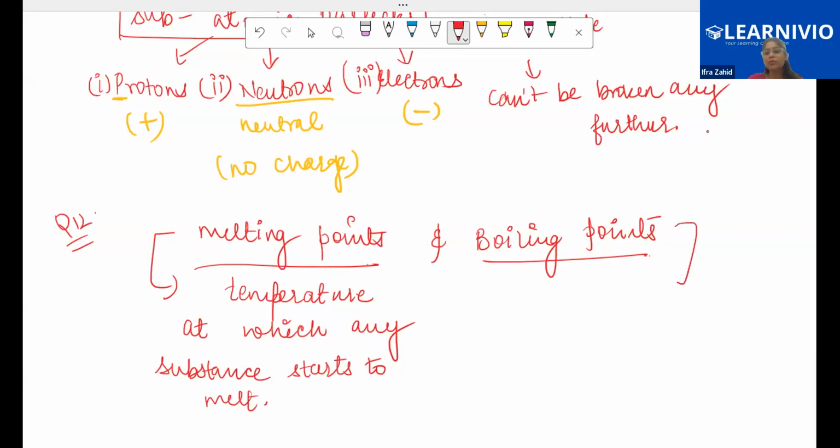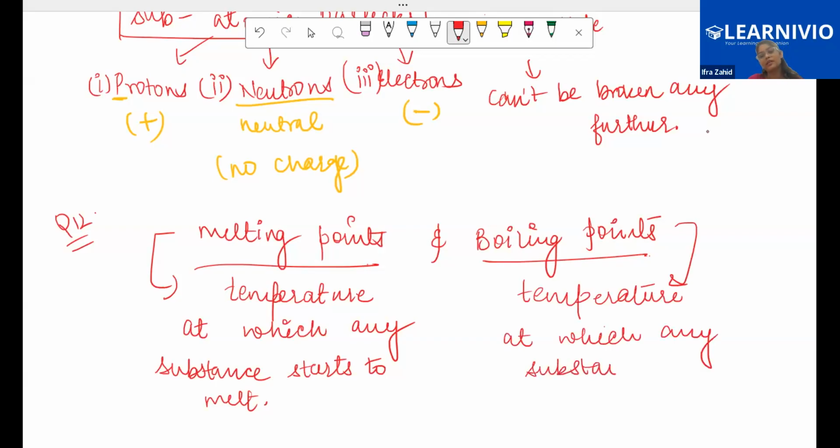Now, if we talk about the boiling point, it will be what? The temperature at which any substance starts to boil. Clear? Yes, ma'am. But ma'am, how can a solid substance boil?